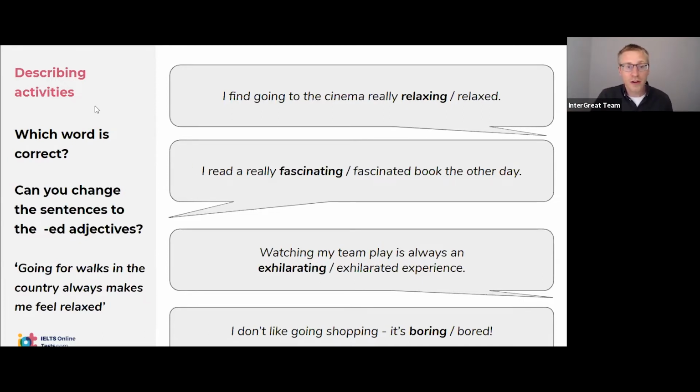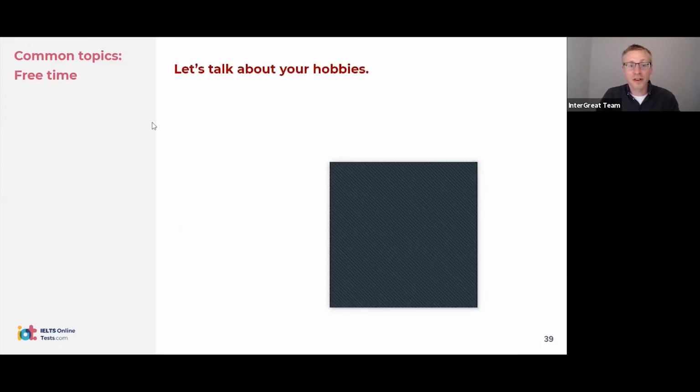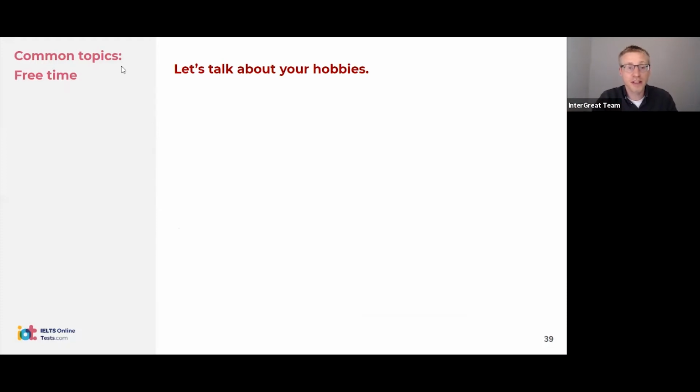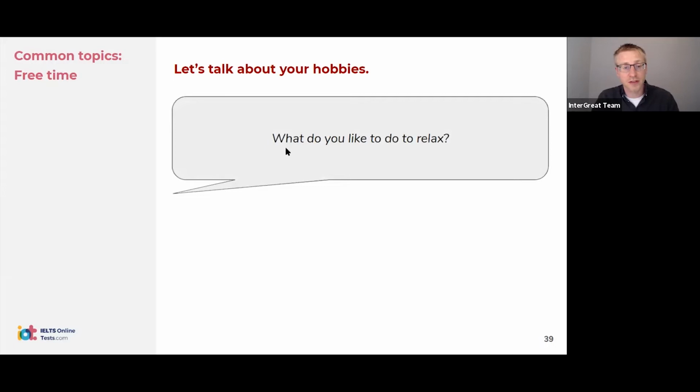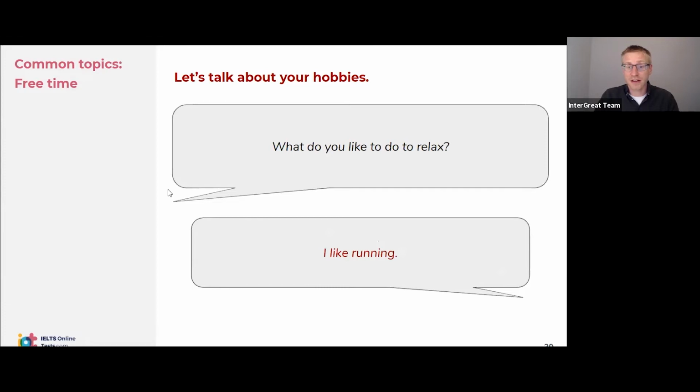Right. We're now going to put all of this together into an example answer for part one. Exactly. I feel bored when I'm reading a book. That's your feeling. I am exhilarated by watching my team play. Very good. Exactly. So we've got a common question here. The examiner might say, let's talk about your hobbies. And a typical question, what do you like to do to relax? And the student might say, let's see, I like running. Okay.